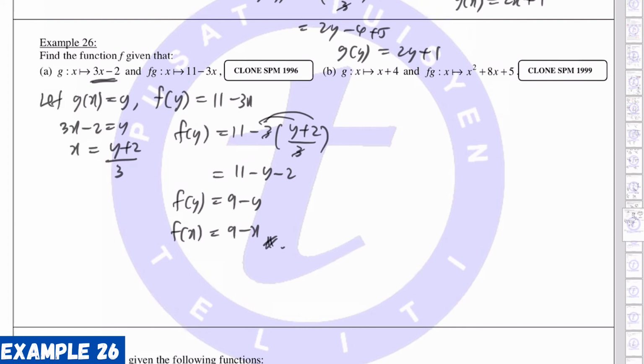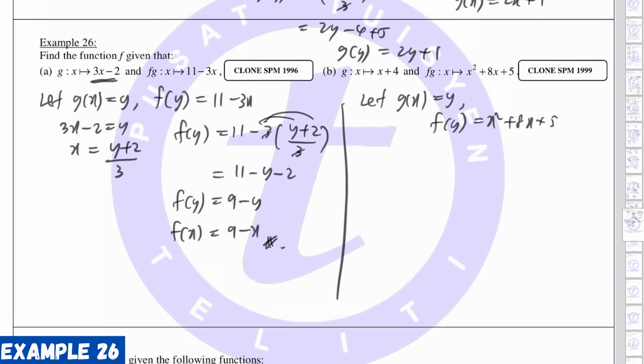Okay, not difficult, right? But in a way, some people may say you have to remember the steps involved to a certain degree. If you understand the concept, I think it's not that hard, right? So the second one, you have g(x) here. So we let the function g(x) become y. This is f(y), and the result is x squared plus 8x plus 5.